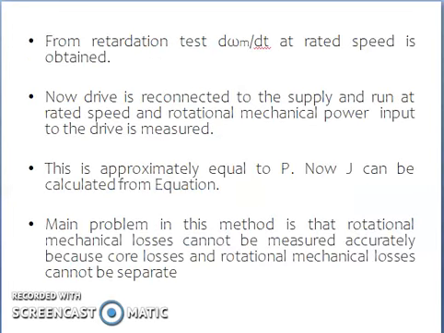But we encounter one problem with this test. In this method, the mechanical losses which are rotational in nature cannot be accurately measured because the core losses and rotational mechanical losses cannot be separated. So this is the main problem of calculating the moment of inertia using the retardation test. So what is the alternative?